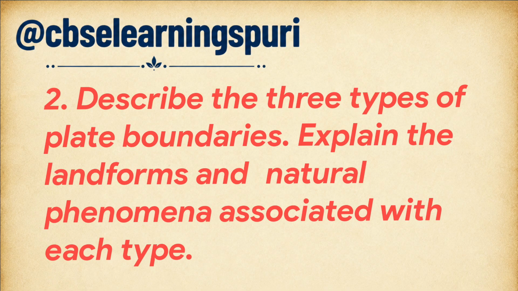Describe the three types of plate boundaries, explain the landforms and natural phenomena associated with each type. The edges where tectonic plates meet are called plate boundaries. There are three main types of boundaries, each creating different landforms and natural events.